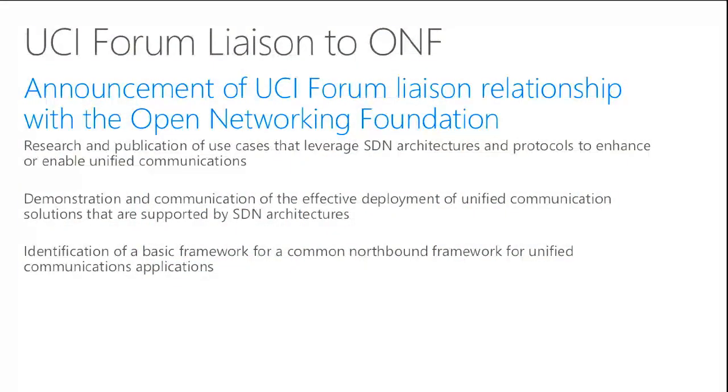So basically, this is the liaison agreement. You can find that on our website, or the UCI Forum website, or the ONF website. And really, it's about, again, working together to make this happen. UC is really important, because UC, real-time voice and video, is so highly dependent on networks to do the right things. When the networks don't do the right things, end users get a bad experience at the end of the day. Operators get called on. It's just a lose-lose for everybody if we don't get this right. So the goal is to make this happen.